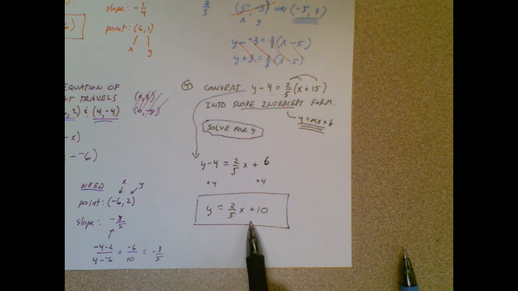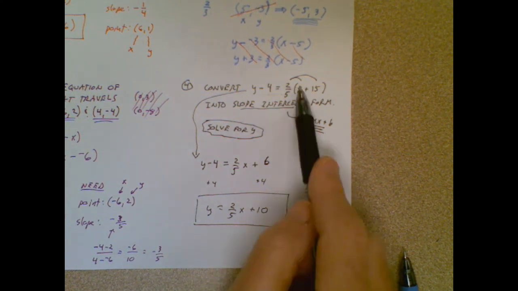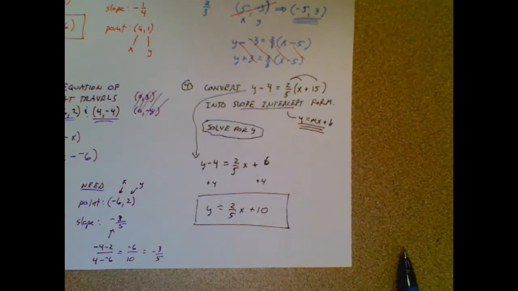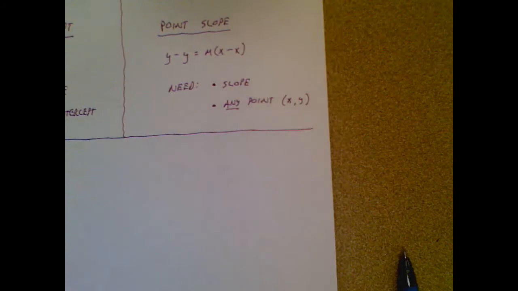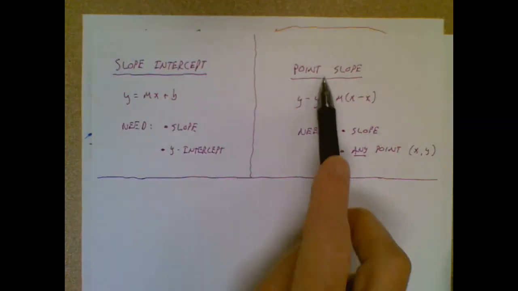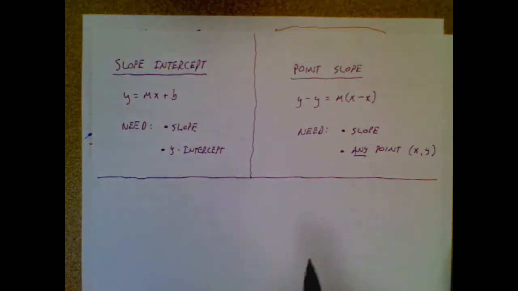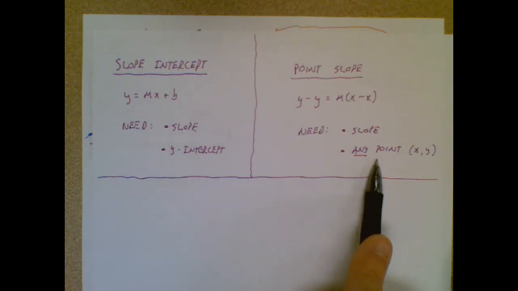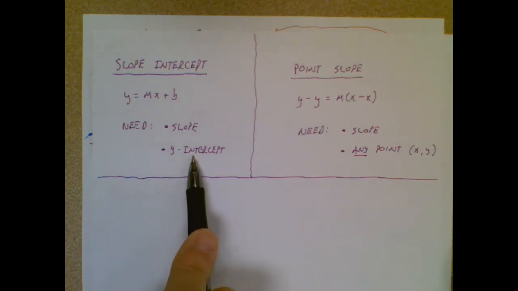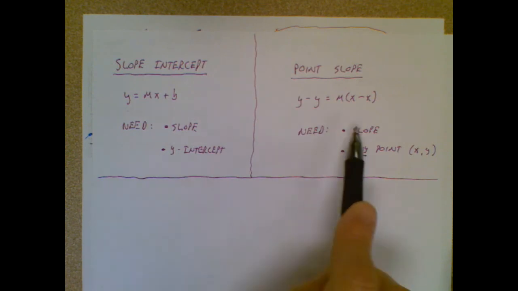They look different, but if you were to take the time to graph both of those, you would end up with the same line. All right. That is our point-slope form. Notice the differences. You can use any point for point-slope, a y-intercept for slope-intercept, but they both need a slope.